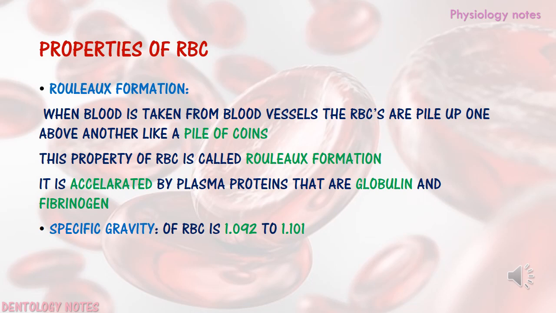Properties of RBC. Rouleaux formation. When blood is taken from blood vessels the RBCs are piled up one above another like a pile of coins. This property of RBC is called rouleaux formation. It is accelerated by plasma proteins, that is globulin and fibrinogen. Specific gravity of RBC is 1.092 to 1.101.